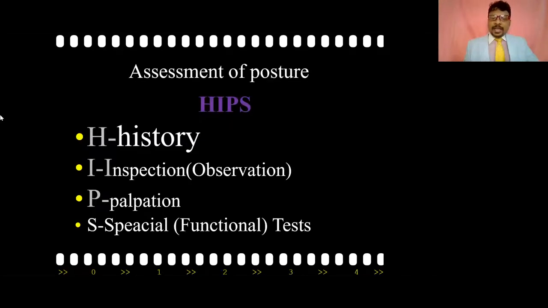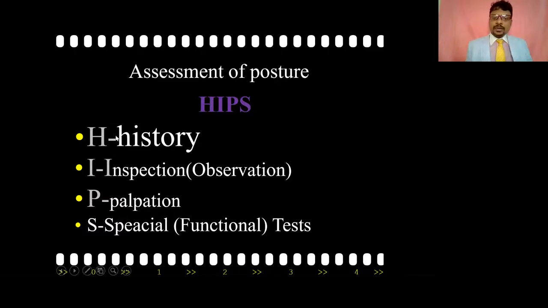So coming to the assessment of the posture, how are we going to do the assessment of posture? This assessment depends upon some special systematic techniques. So we have to use the HIPS techniques. HIPS means H for the history, I for the inspection, that is observation, P for palpation, and S for the special test, also a functional test.